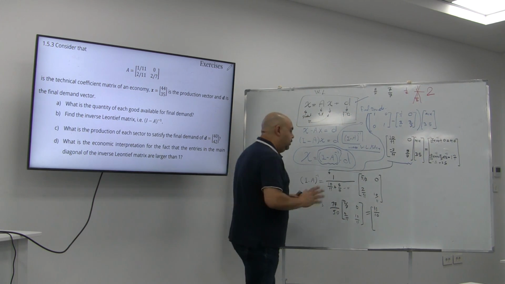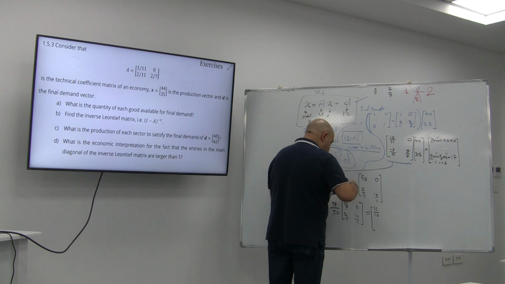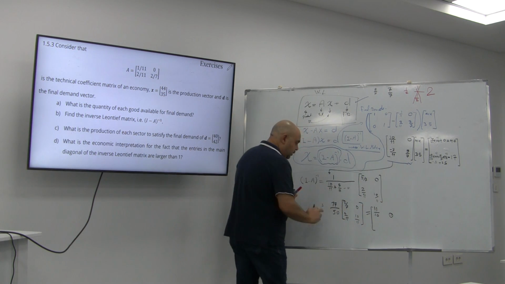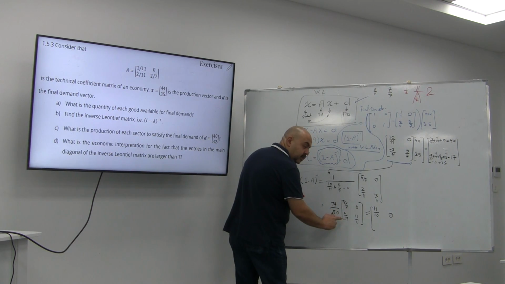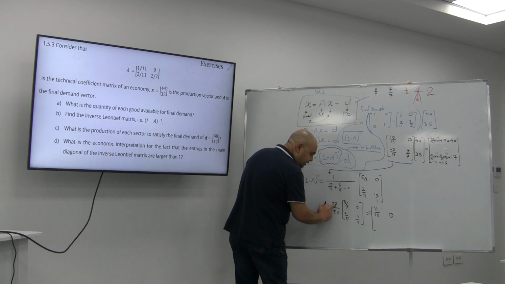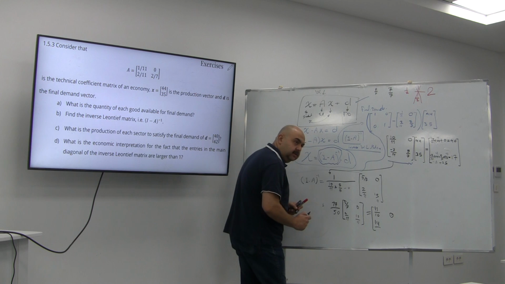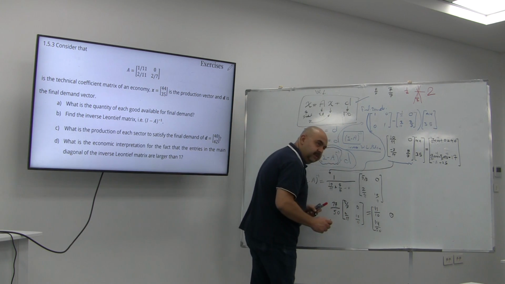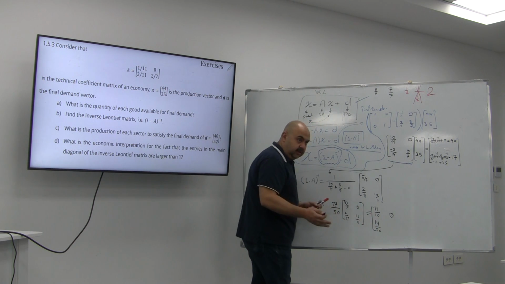Okay, now 77 over 50 times 0, so the result will be 0. Then 77 over 50 times 2 over 11. First of all, 11 with 77, you will have 7. 7 times 2 is going to come up to 14, and this value is divided by 50. If you want to simplify it more, it's going to be 7 over 25, if you like.